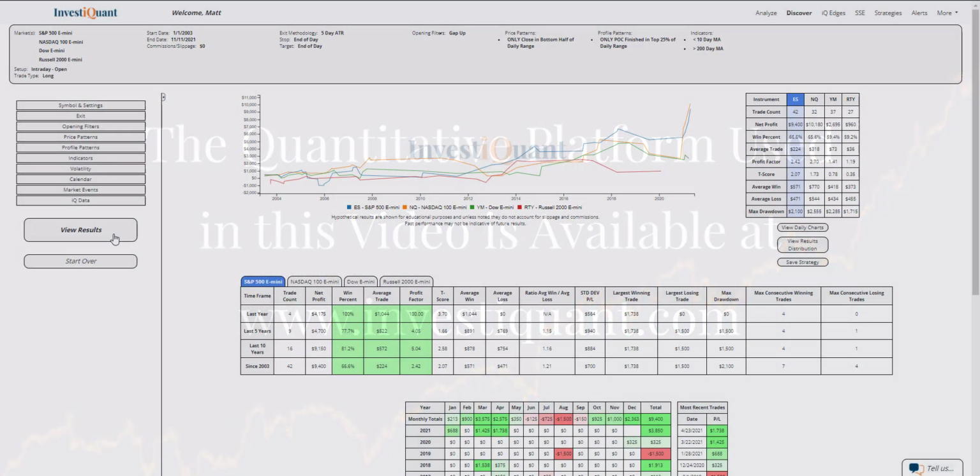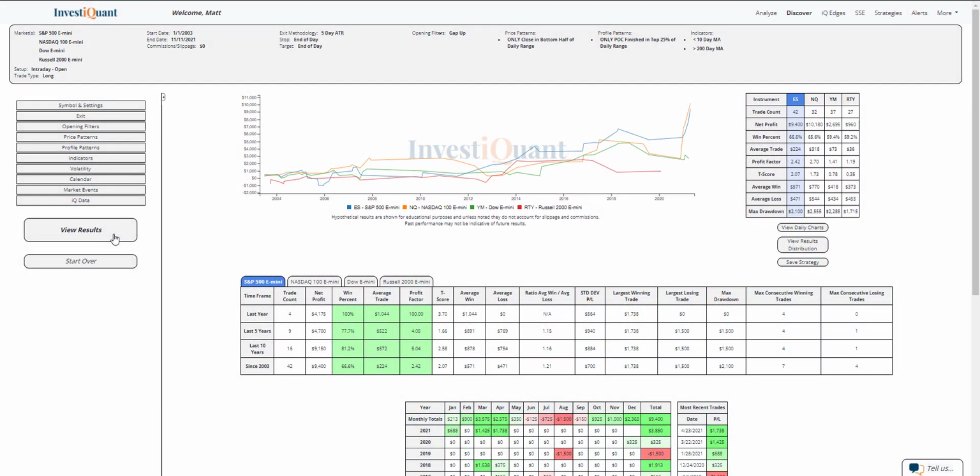All right, here we go. These are the results based upon entering the market long at 9:30 a.m. Eastern Time, exiting at 4:15 p.m. Eastern Time. When you gap up, and the prior day close was in the bottom half of its intraday range, but the point of control from the Market Profile was in the top 25% of its intraday range. This is taking place below a 10-day simple moving average, but above a 200-day simple moving average. Historically, there are 42 samples of this pattern in the S&P, 32 in the NASDAQ, 37 in the Dow, 27 in the Russell, and that's dating back to 2003.